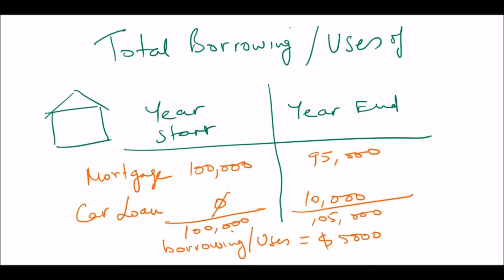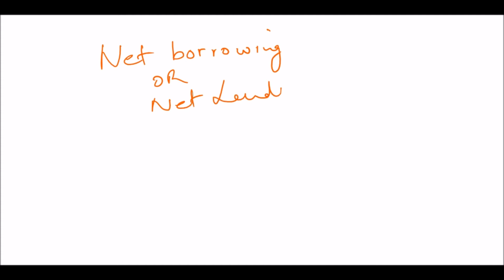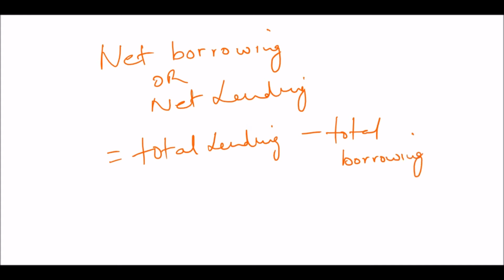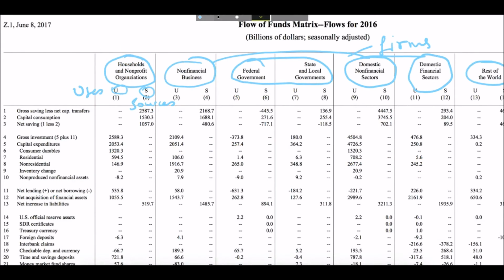Now net lending and net borrowing is simply the difference between total lending and total borrowing. If the total lending is greater, then the sector is a net lender or is a provider or a source of funds. If the total borrowing is greater, the sector is a net borrower or user of funds.